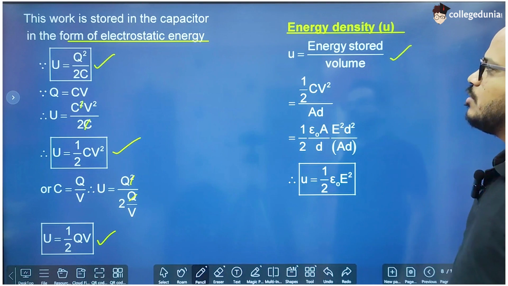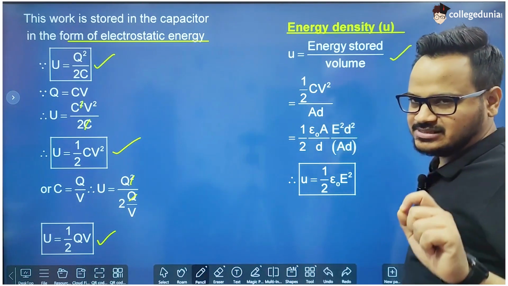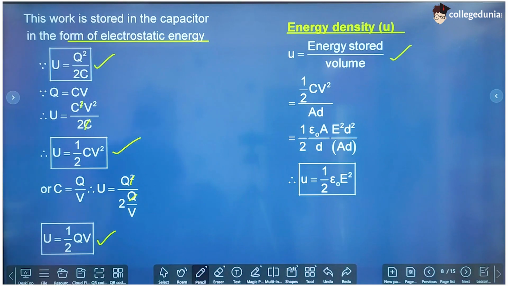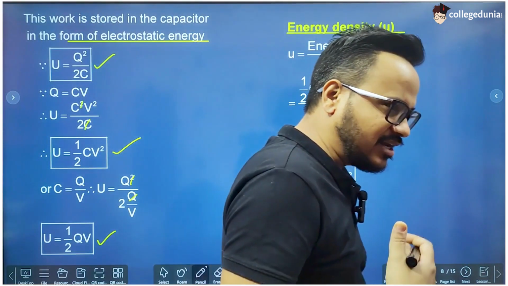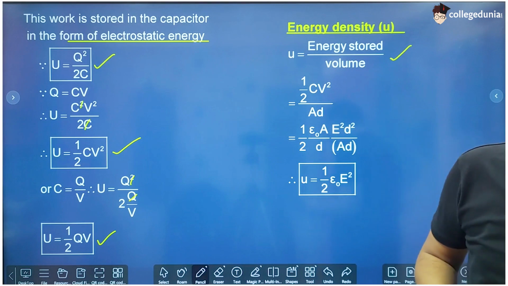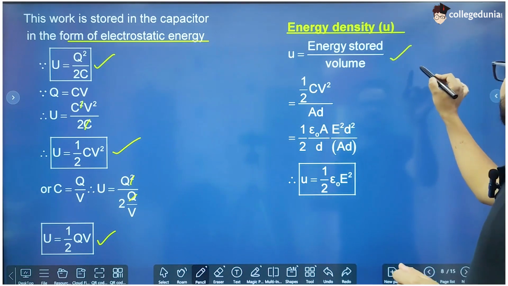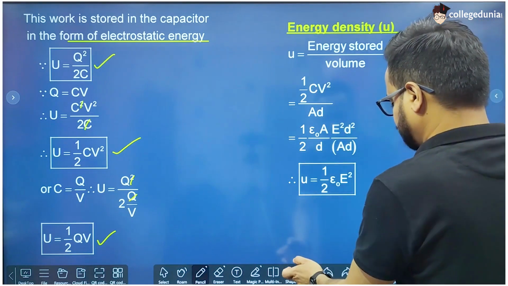U is energy stored per unit volume. Now energy density. What is energy density? Energy density is represented by small u, and energy density is the energy stored in the capacitor divided by the volume of the capacitor, that is energy stored per unit volume. So this is a capacitor.